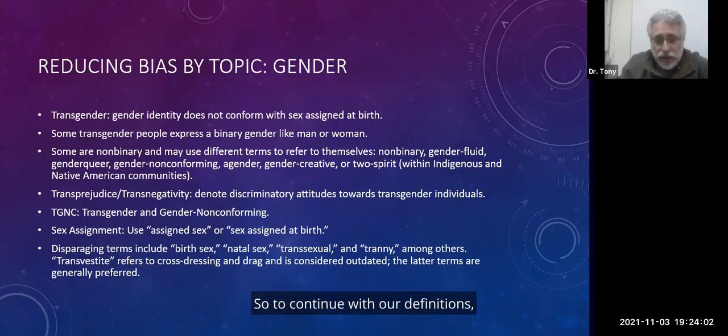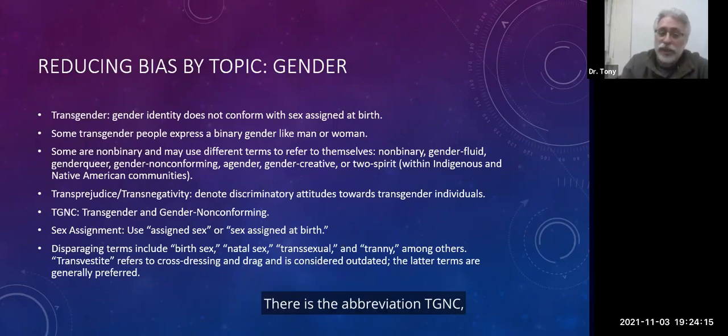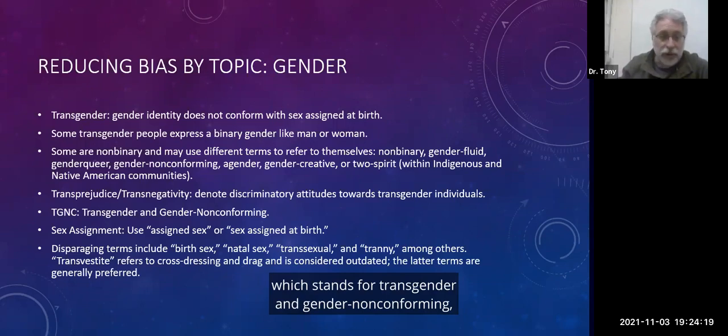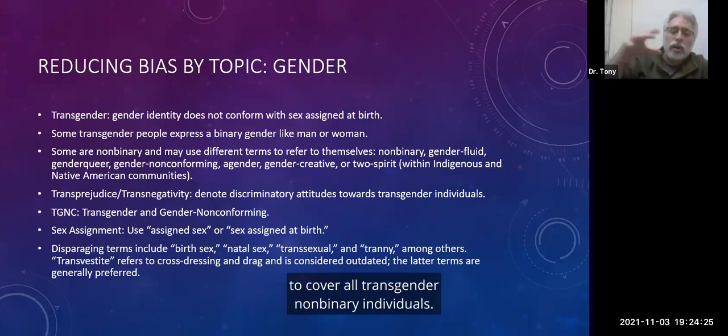To continue with our definitions, terms like trans prejudice and trans negativity are obviously terms that denote discriminatory attitudes towards transgender individuals. There is the abbreviation TGNC, which stands for transgender and gender nonconforming, which can be used as a blanket designation to cover all transgender, non-binary individuals.